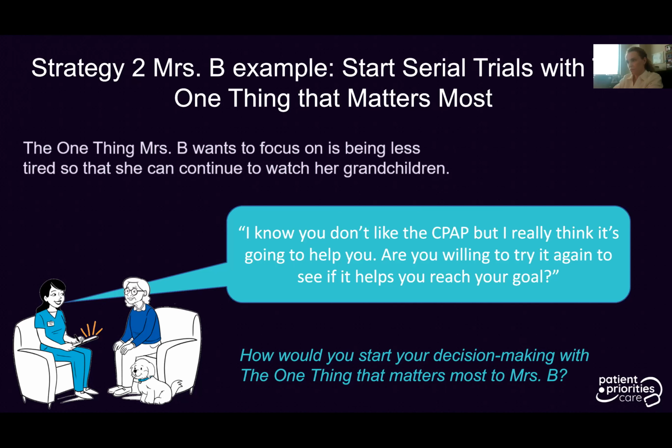There are several other options we could start with. If you think about what mattered most to her was to be less tired so she could walk with her grandkids, where would you start in terms of her disease or treatments? What do you all think in terms of serial trials for her? I think we've already hit a couple, but the idea here is that because of the multiple chronic illnesses, there are many things we could do. Does anybody else have any ideas?